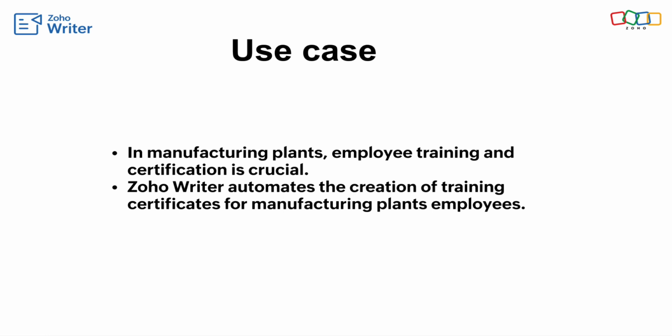Well, in manufacturing, ensuring that employees are properly trained and certified is essential for both safety and compliance. Zoho Writer simplifies this by allowing us to automate the creation of training certificates using merge templates. So we can pull in employee data and training details to generate customized certificates for each employee. These templates can be sent to the employees via email, and you can also store these into WordPress for later use.